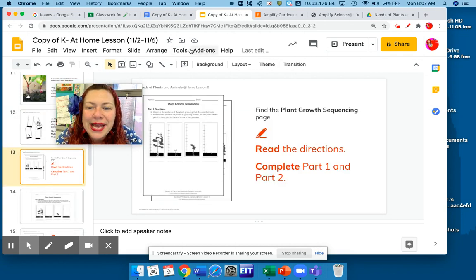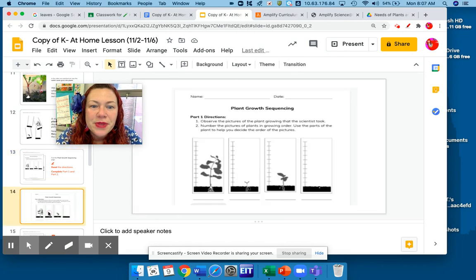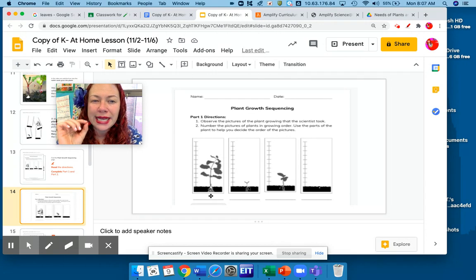You have a special page called the Plant Growth Sequencing page, and I want you to put these pictures in order. So you can pause the video if you want, look at your sheet. It looks like this, and I want you to observe the pictures of the plant growing. This shows the plant and how it developed its parts, but these pictures are not in order. I need you to put the number 1 in front of the picture that looks like the event of the plant's life that happened first.